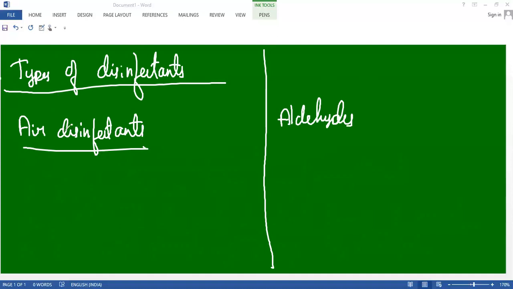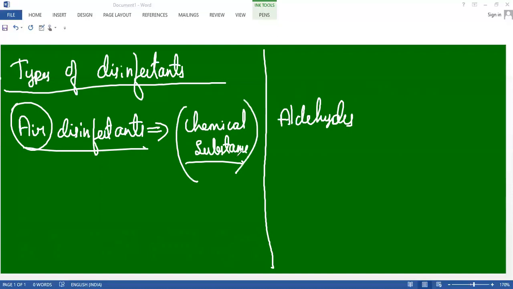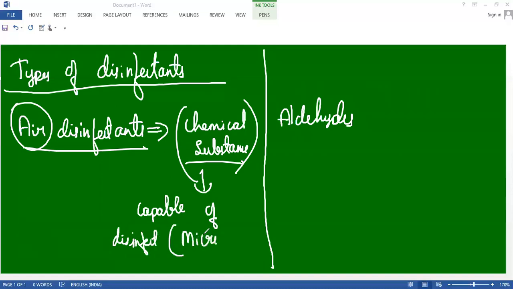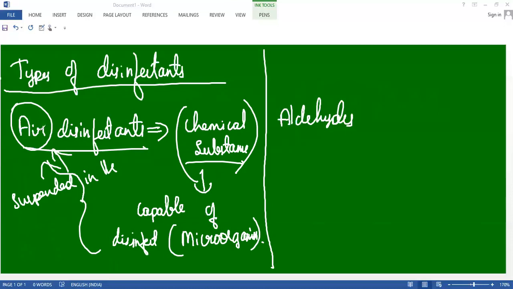Air disinfectants, as the name indicates. Firstly, this is a chemical substance that is capable of disinfecting microorganisms. The topic is air disinfectants, so this is a chemical substance that is capable of disinfecting microorganisms that are suspended in the air. These disinfectants are generally assumed to be very limited to use on surfaces. But that is not the case.